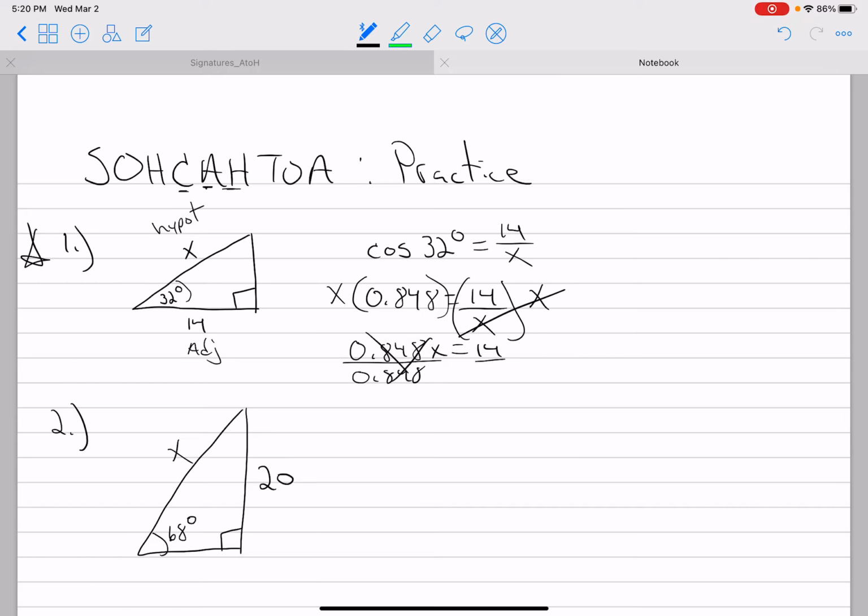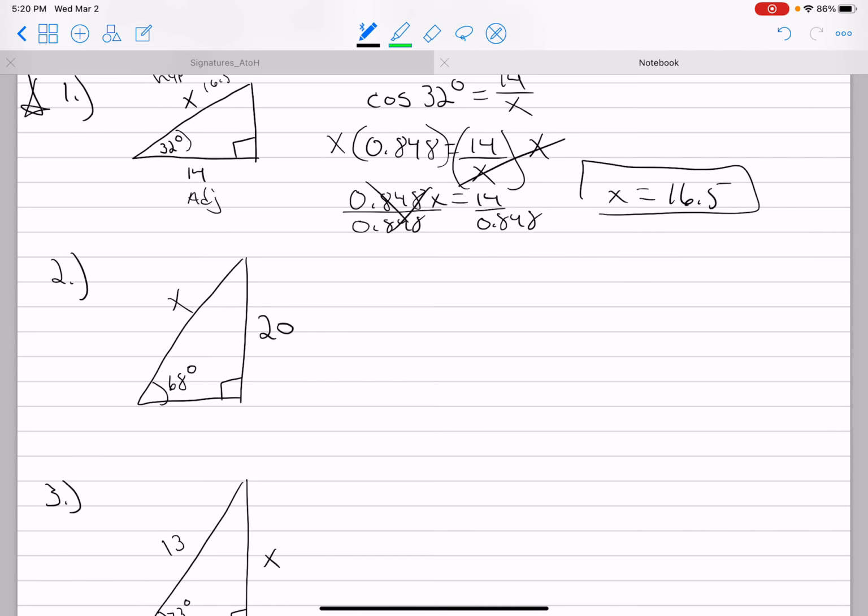And now I divide by 0.848, divide by 0.848, and I get 14 divided by 0.848, 16.5, about 16.509, okay? So x, the length of this side, is about 16.5. Cool. Write down number 2.